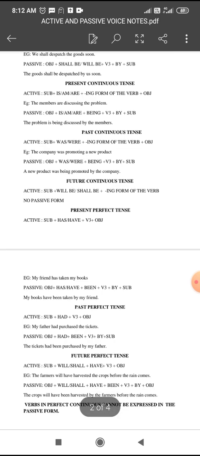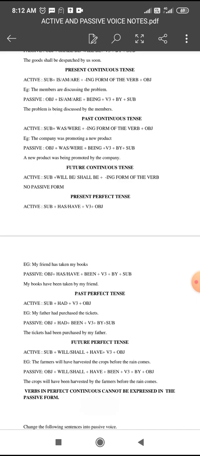Now let's move on to the next tense, that is present continuous tense. The active form is subject comes first, then is, am, are, plus since it is present continuous, we have to go with the ing form of the verb plus object. The members are discussing the problem. Now it's the passive construction. In passive, the object comes first. We have to write is, am, are according to the object itself. For ing, we are supplying a word that is being.